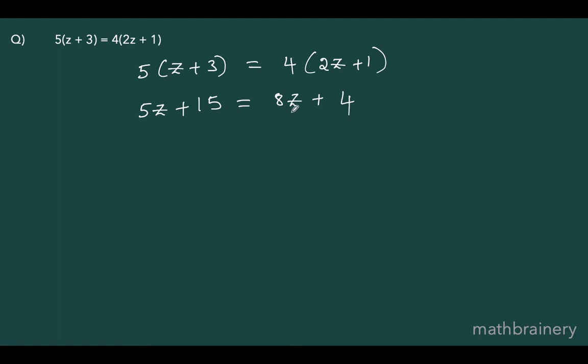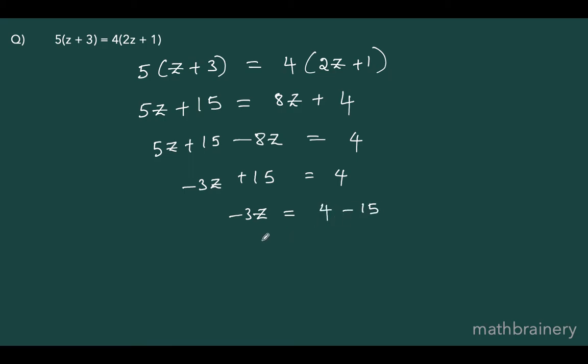Let's transpose this 8z to the left hand side. So you have 5z plus 15 minus 8z is equal to 4. 5z minus 8z is minus 3z plus 15 is equal to 4. Let's now transpose this 15 to the right hand side. So you have minus 3z is equal to 4 minus 15. So minus 3z is equal to minus 11.